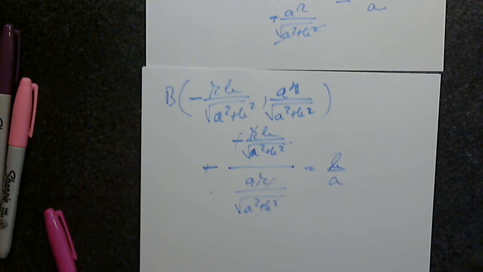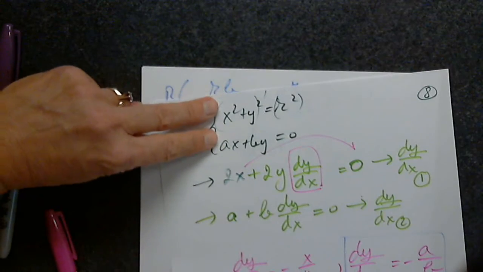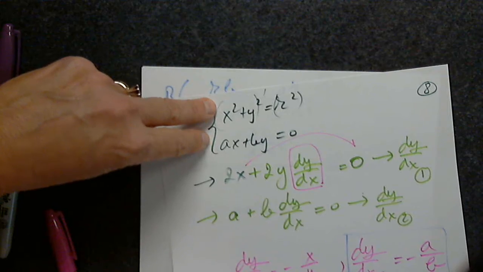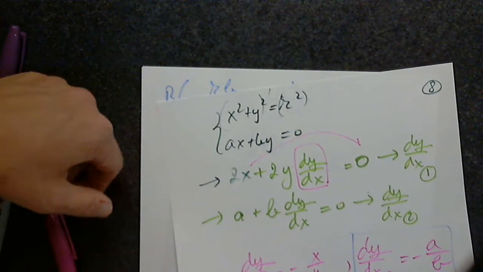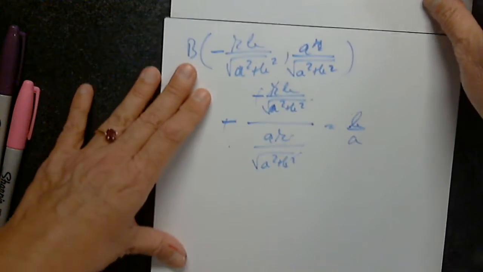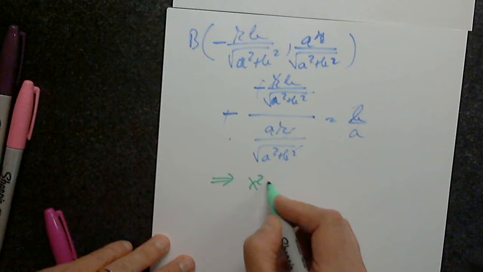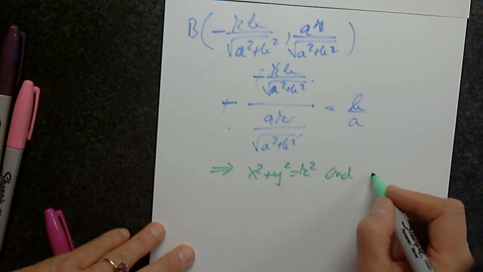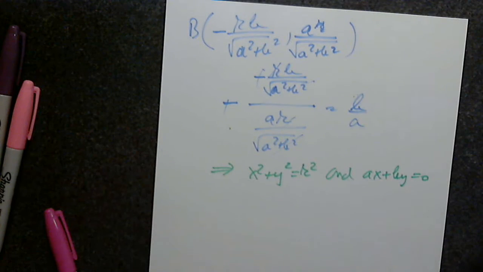So then, what do we conclude about these 2 families of curves? They're orthogonal. Each and every function from one family with a function from the other is orthogonal, and we say that they are orthogonal trajectories. So from here, x squared plus y squared equals r squared, and ax plus by equals 0 are orthogonal trajectories.